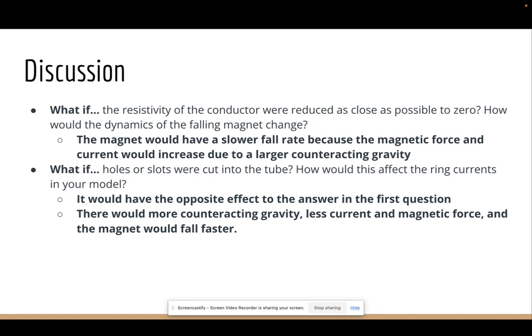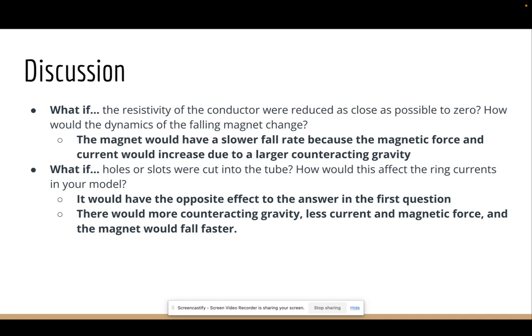And then our after lab discussions. What if the resistivity of the conductor were reduced as close as possible to 0? How would the dynamics of the falling magnet change? The magnet would have a slower falling rate, because the magnetic force and current would increase due to a larger counteracting gravity.